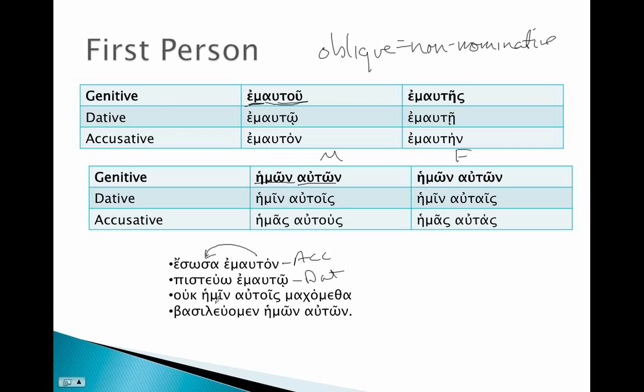Or in the plural, ouk hēmin autois machómetha. So there's our verb. We fight, or we don't fight in this case. And remember, machomai takes a dative, so there's our compound form, hēmin autois. We don't fight ourselves. Or basileúomen, plural, we are kings of ourselves. We rule ourselves. And basileúō takes a genitive object. So we've got the first persons.